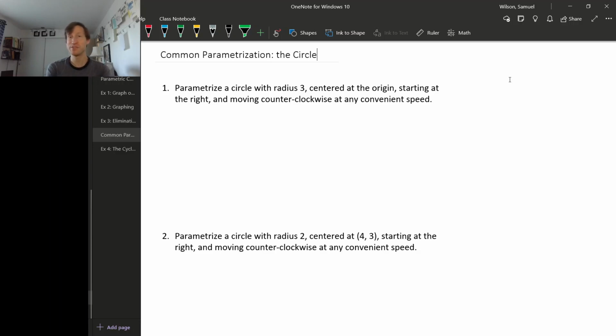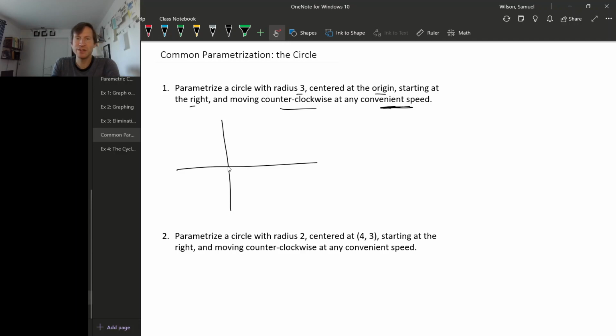There's one curve in particular that is extremely common to need to parameterize, and that's a circle. So let's see how we can parameterize a circle. Let's start by parametrizing a circle with radius 3 that's centered at the origin, starting at the right-hand point of the circle and moving counterclockwise. And we won't worry right now about how fast we're moving around the circle. Whatever speed it comes out to be, that's what we'll have.